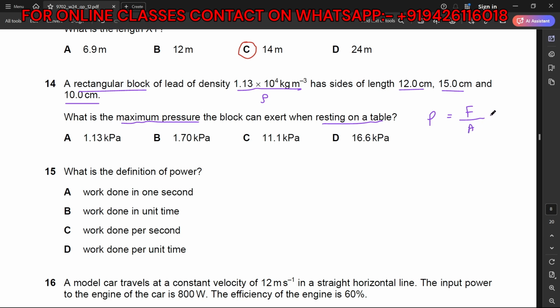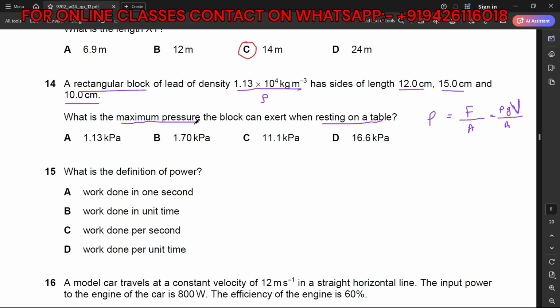where my force is equal to rho gV, because rho into V is mass and we know that F is equal to mg. So m can be replaced as rho V and g is written as it is. So rho gV is the force divided by the area. Now area could be the multiplication of 12 and 15, 12 and 10, or 15 and 10.